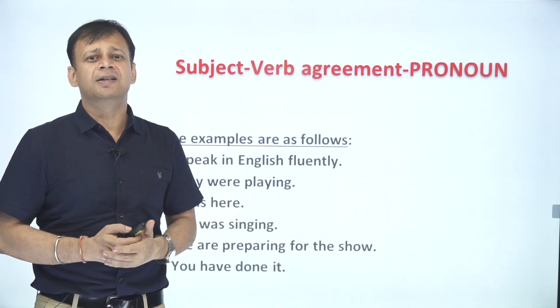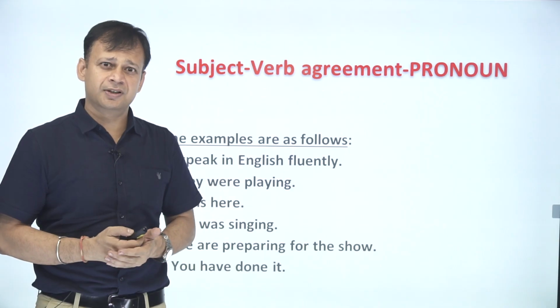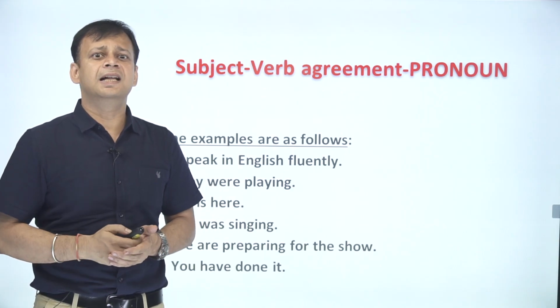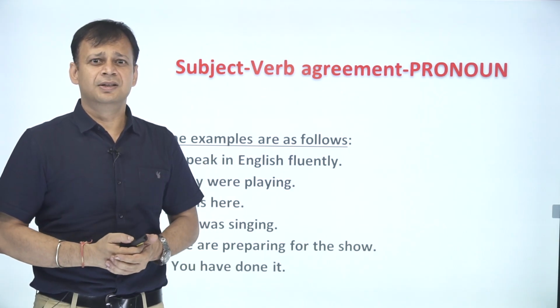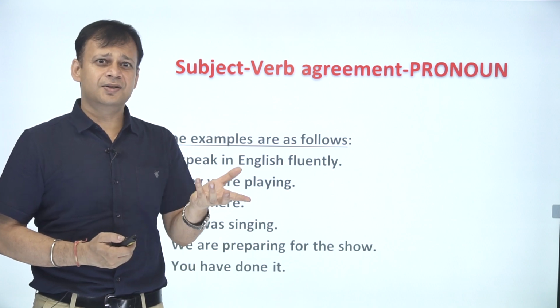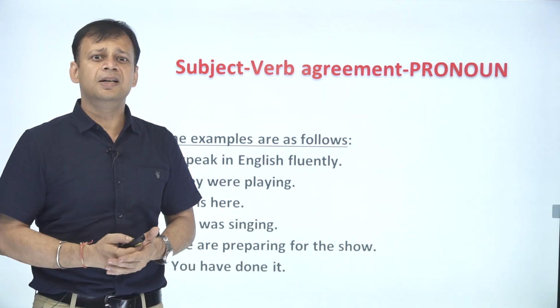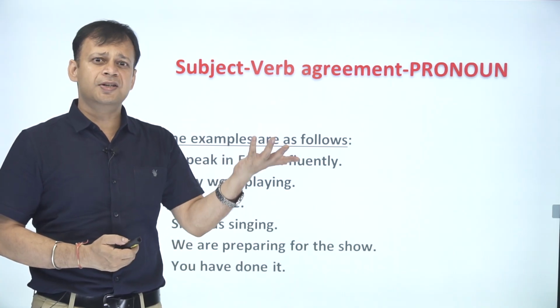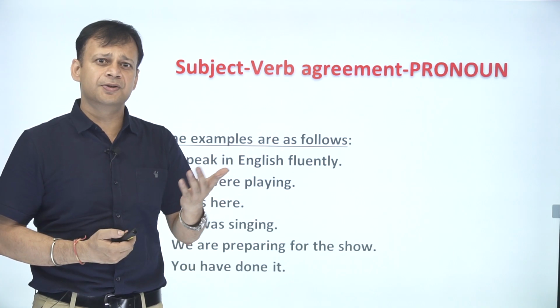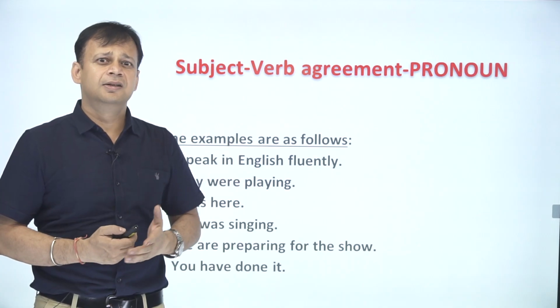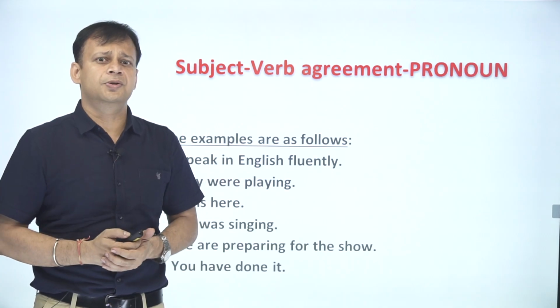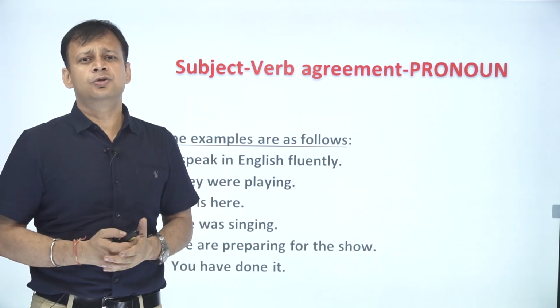They were playing. So they is plural, third person, and were is plural as well, and that matches. He is here. So he is the third person and it is singular. So we have a singular helping verb is over here. She was singing. So she is once again third person and singular, and we have a singular helping verb was.